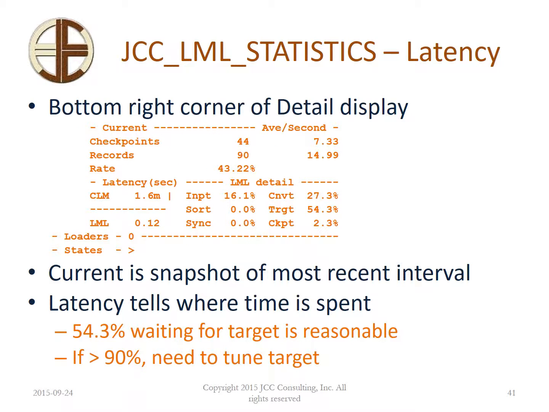In the bottom right corner of the detail display, there is information about the most recent interval and information about the latency. In this case, we're spending about 50% of our time waiting for the target. This is relatively reasonable in my experience. If we see that we're spending over 90% of our time waiting for the target, then we need to understand what's going on in the target.